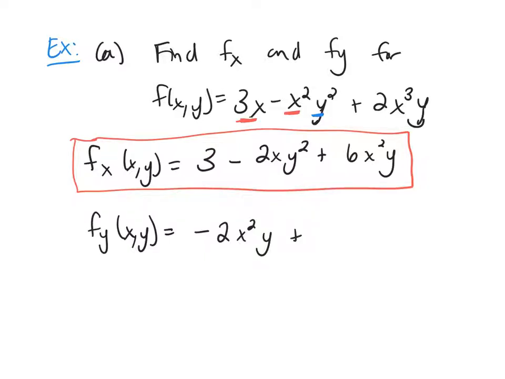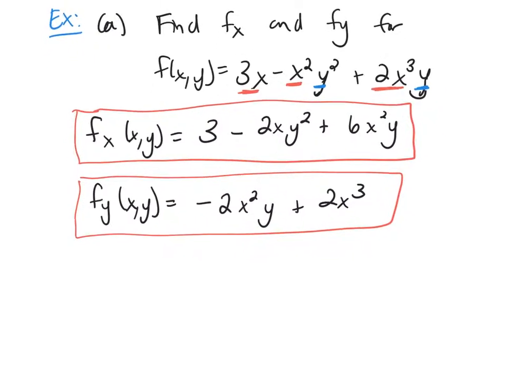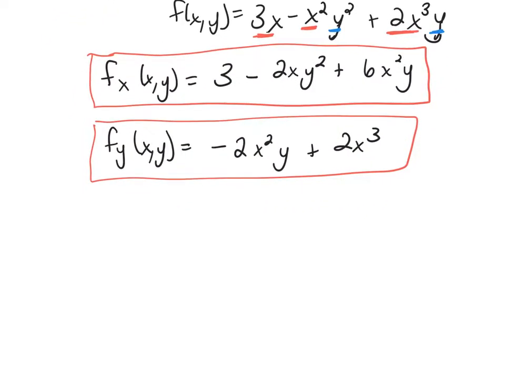Again, we're viewing x as constant, so this whole thing in the front is constant. So I'm just taking the derivative of y, which is 1, so it'll be 2x cubed. And there's my partial derivative with respect to y. So let's look at another example.